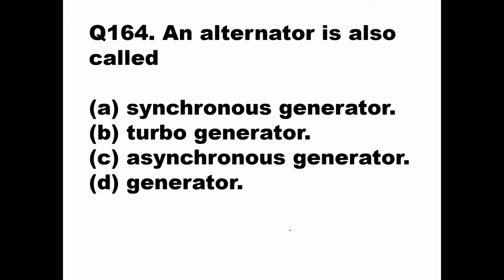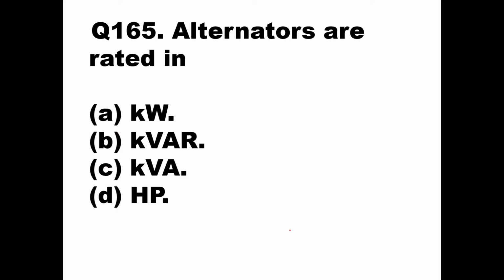Now, basically, an alternator is a machine which will convert mechanical energy into alternating electrical energy, an alternating electrical quantity, AC. So it is a generator and it is also called a synchronous generator. So an alternator is also called a synchronous generator. Option A will be the right answer here. Then we'll go to the next question.